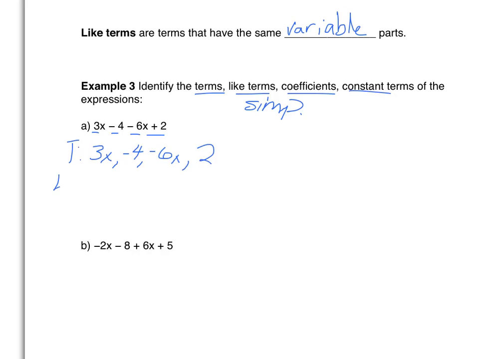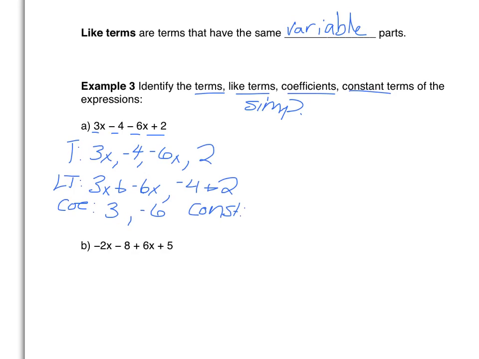Next I have like terms, and those are the terms that can be put together. So again, they have to have the same variable part. 3x and -6x have the same variable part. Also, -4 and +2 have the same variable part. And again, they don't have any variables at all, but I can put those two together. The next piece, I have coefficients, and coefficients are simply the number in front of a variable. So 3 is in front of an x, and the other one is -6. Last, I have constants.